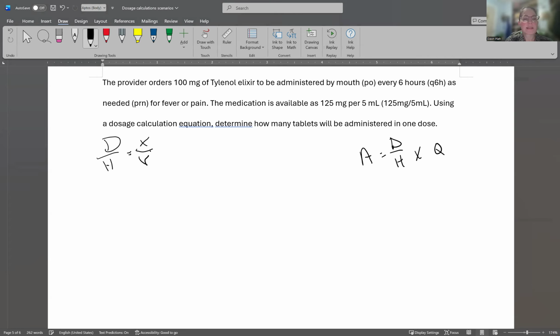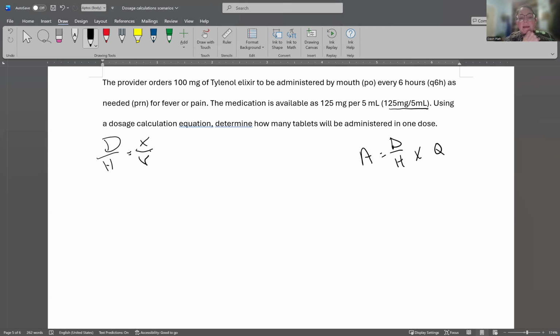All right, our order says the provider orders 100 milligrams of Tylenol elixir to be administered by mouth, PO, every 6 hours, Q6, as needed, PRN, for fever or pain. The medication is available as 125 milligrams per 5 milliliters. You can see the little fraction there. It shows it as 125 over 5 milliliters. There are 125 milligrams of that Tylenol elixir in 5 milliliters of syrup.